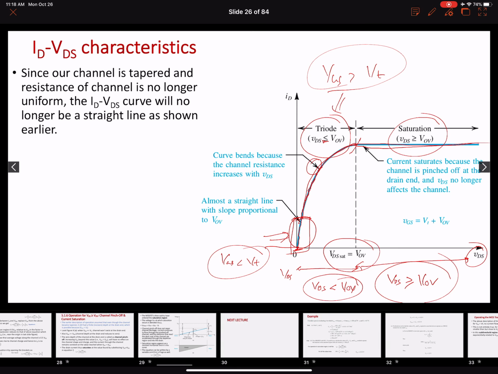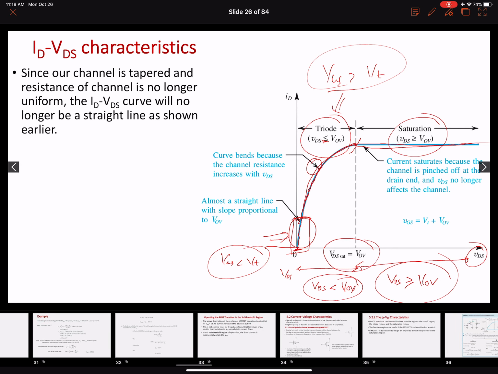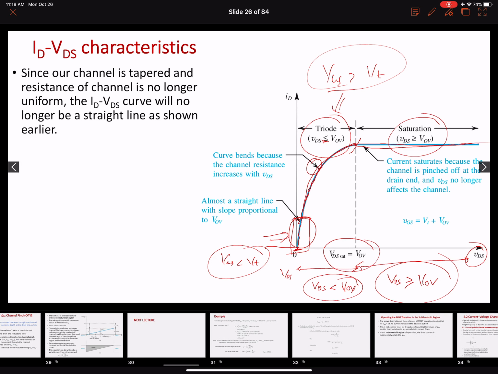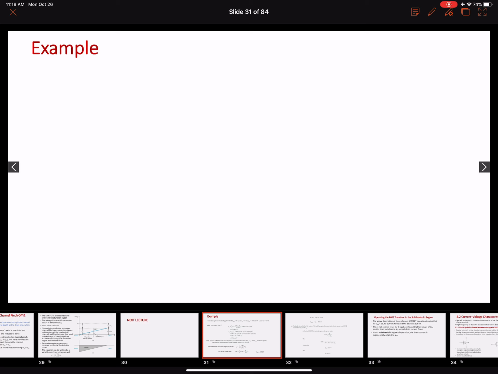So in the lecture today, we are going to do one quick example. We are going to discuss a little more about the NMOS, and we will also talk about the PMOS. Okay, so let's do our one example today.